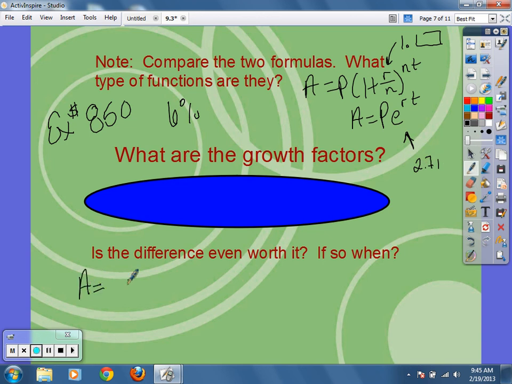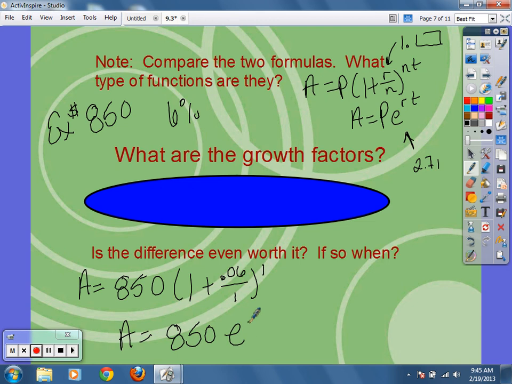So A equals 850 times 1 plus 0.06 over 1. So you don't even need to write that. Let's just look at 1 year. And if we do it continuously, A equals 850 e to the 0.06 times 1. And let's see what we get here.